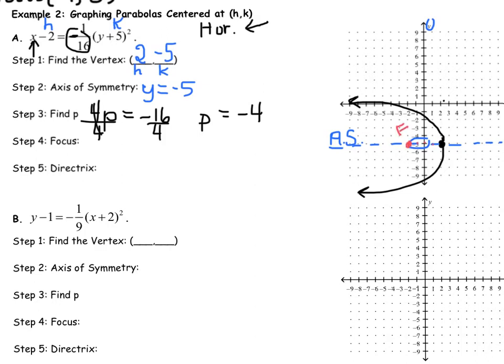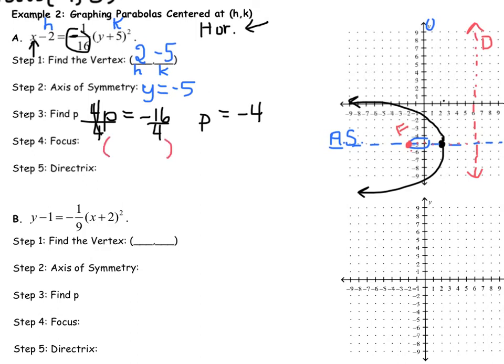Label it with an F. We're going to go 4 the other direction. 1, 2, 3, 4. And that perpendicular line to the axis of symmetry will be the directrix. Now I just need to label what the ordered pair and what the equation of that line will be.